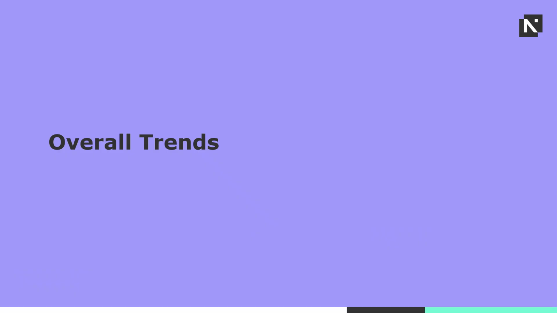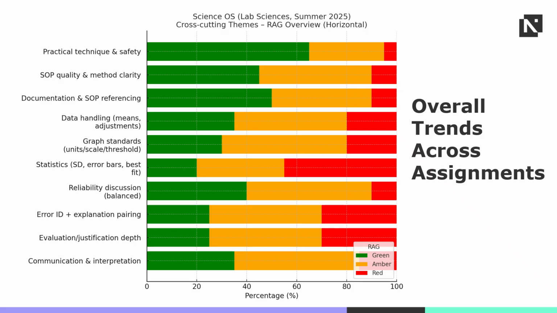So we'll now step back and look at the overall trend across all assignments. This helps us see the bigger picture, the strengths that are consistently emerging, but also the persistent weaknesses that we need to address through teaching and support. So across the science OS, practical technique is green. Students can perform the method safely. Where marks drop is the thinking around data.